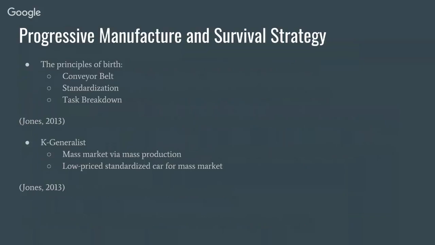Henry Ford realized that the best way to capture a mass market was by mass production. Therefore, he utilized a K-generalist strategy by producing a low-price standardized car. Because like we stated, up until this point in time, cars were considered luxury items, and Ford wanted to provide a product for the masses.